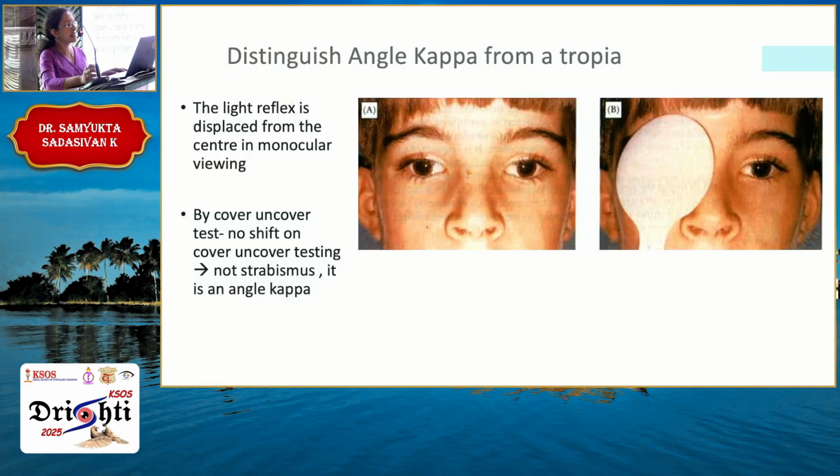At this juncture, let's distinguish angle kappa from tropia. Angle kappa means it is not a true strabismus and it is not related to the other eye also. So here, the light reflex is displaced from the center in monocular viewing also. How do you confirm it? You do a cover-uncover test and you see that there is no refixation shift on doing cover-uncover test.